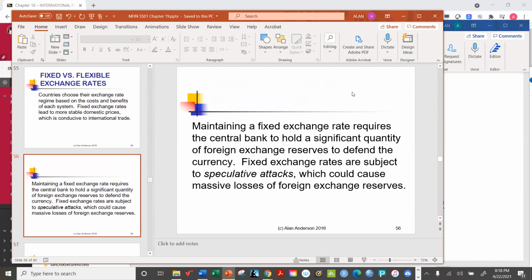but it also requires the central bank to hold a significant quantity of foreign currencies or foreign exchange reserves to defend the currency just in case there's a problem. Fixed exchange rates can also be subject to what we call speculative attacks, where foreigners sell that country's currency, forcing the government or the central bank to buy it back to keep it from collapsing. And in the process, they could lose a large amount of their foreign exchange reserves, and they also could eventually run out. And then at that point, they would have to give up the pegged exchange rate or the fixed exchange rate.